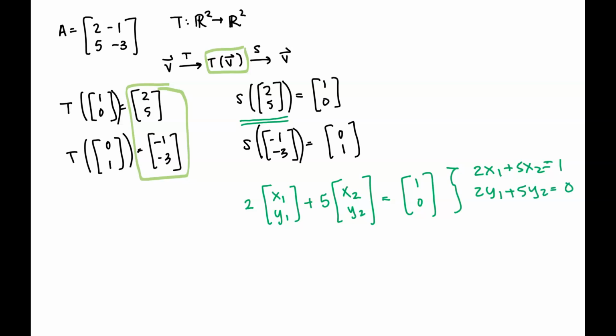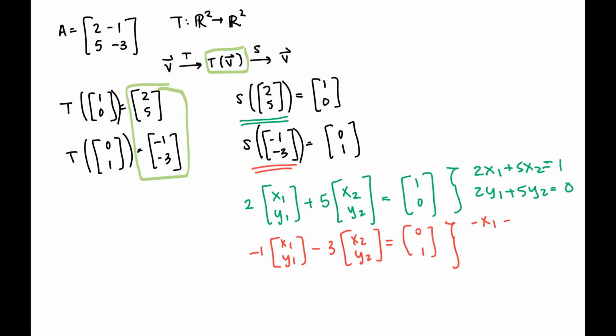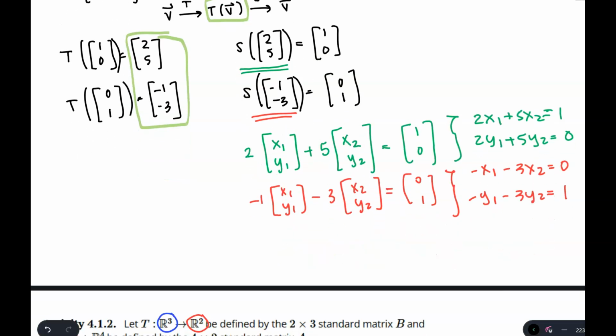And right now we're going, oh no, 2 equations, 4 unknowns, not good enough, but we can see we have another vector, right? We have another piece of information here. So you have -1 times our x1, y1 minus 3 times our x2, y2 is equal to 0, 1. And there's our second set of equations. -x1 minus 3x2 is equal to 0. And -y1 minus 3y2 is equal to 1. So we should be able to use those together.